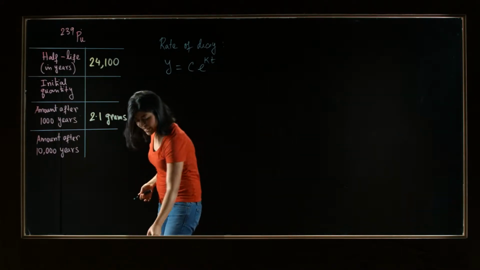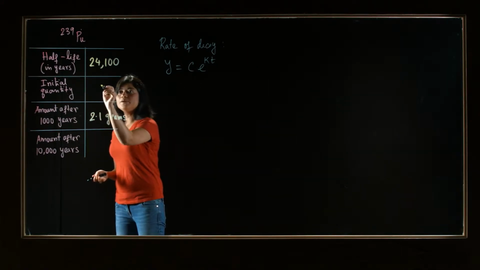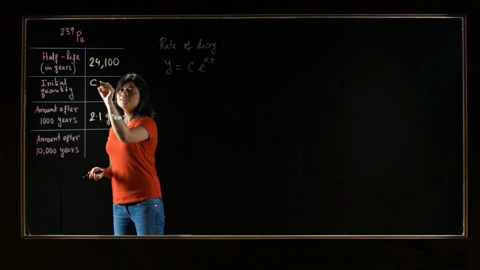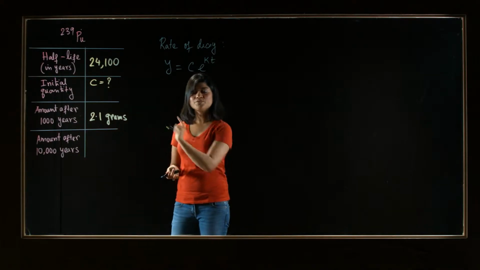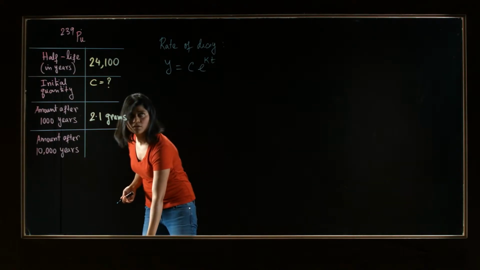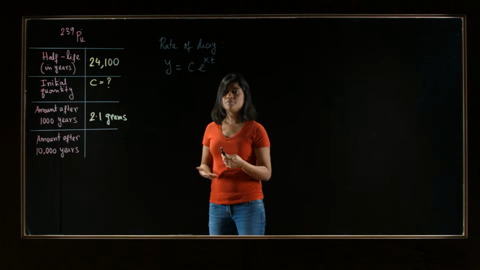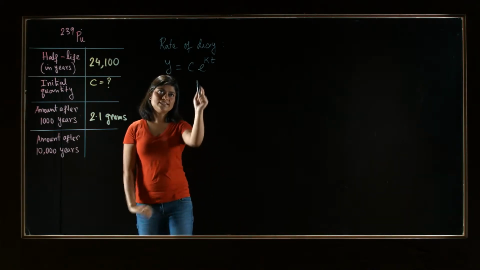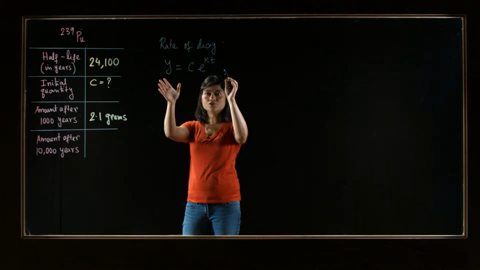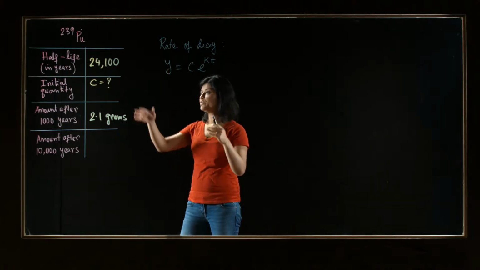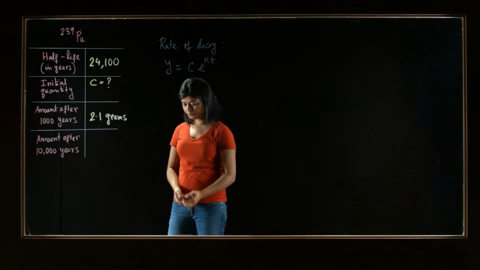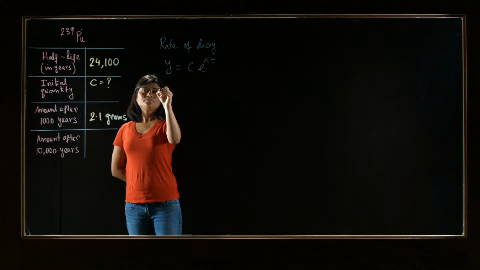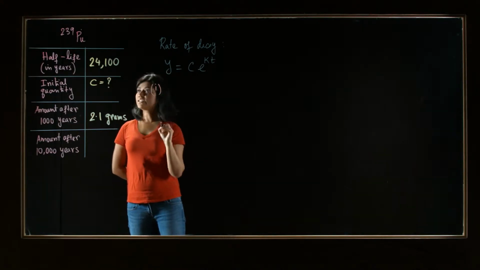Now, going back to the table, notice that the first gap we have to fill is actually the value of c. That's what you have to figure out. And k is the constant of proportionality. So let's figure out c and k for this equation, so we have a complete equation, and then we can fill the gaps. Let's see what we have.